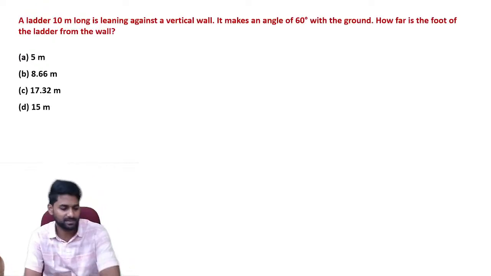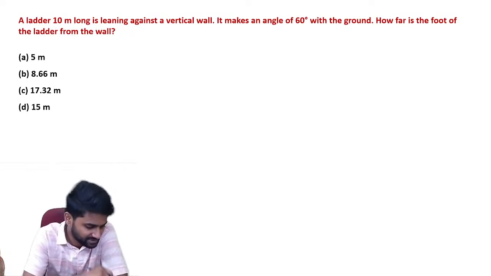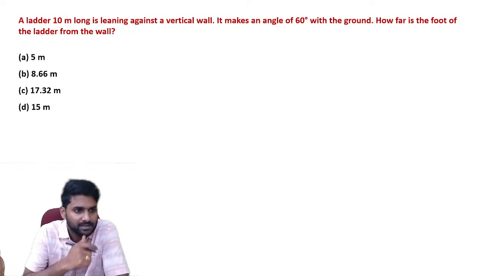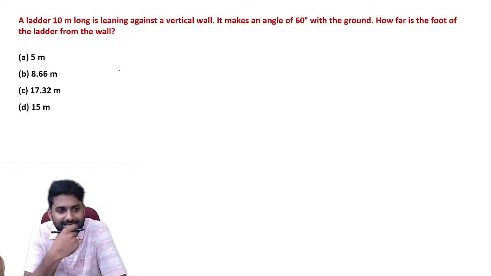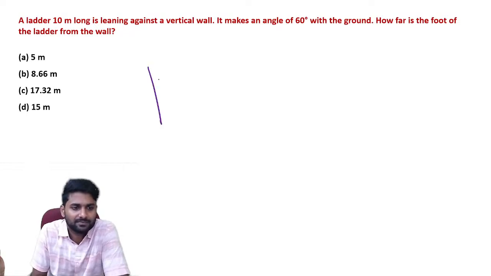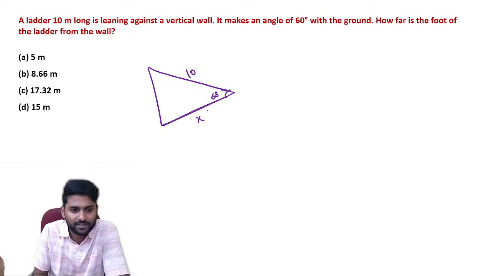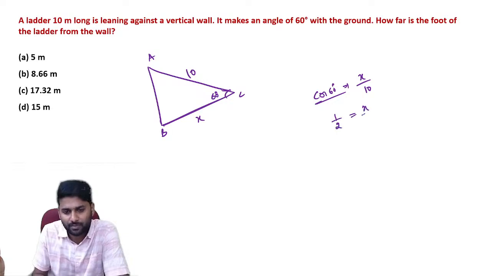Next, let's see one more question from trigonometry, heights and distances. See, there is a ladder 10 meters long leaning against a vertical wall, and it clearly mentions that it makes an angle of 60 degrees with the wall. How far is the foot of the ladder from the wall? The ladder is 10 meters. You have to identify x. Let's take ABC as a triangle. You know that cos 60 is base by hypotenuse, and cos 60 is 1 by 2. If 1 by 2 is equal to x by 10, then x is equal to 5 meters.